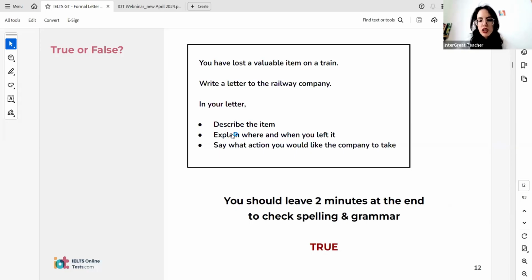Because believe me, you make some goofy mistakes when you're writing quickly. For example, once I remember I was taking a mock test and I don't know what had happened, but instead of know, K-N-O-W, I had written now, N-O-W, and I hadn't even realized it because I was writing really, really fast. So thank God I saved some time to check my spelling. That would have been a really silly mistake. So do dedicate 1 or 2 minutes at the end to check your spelling, okay?